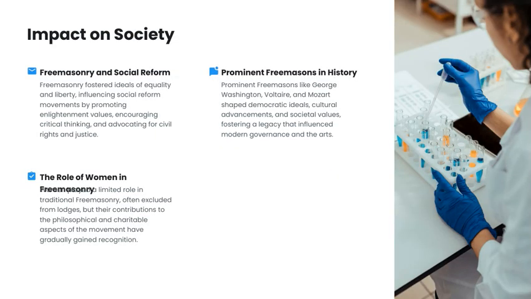Let's explore the impact of Freemasonry on society. Throughout history, Freemasonry has championed ideals of equality and liberty. These principles have significantly influenced social reform movements by promoting Enlightenment values, encouraging critical thinking, and advocating for civil rights and justice. You'll see that many prominent figures in history, such as George Washington, Voltaire, and Mozart, were Freemasons. Their contributions helped shape democratic ideals, foster cultural advancements, and influence societal values. Their legacies continue to impact modern governance and the arts today.